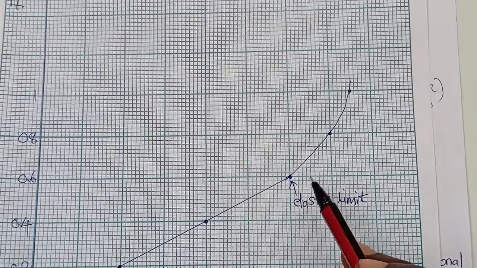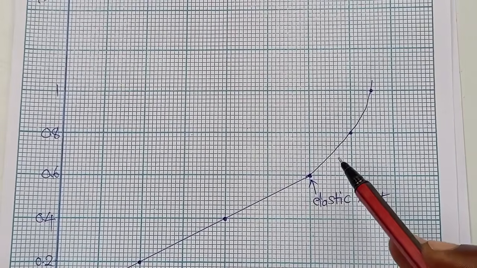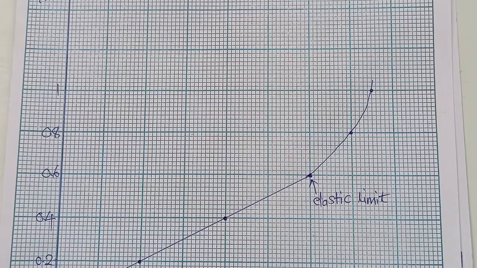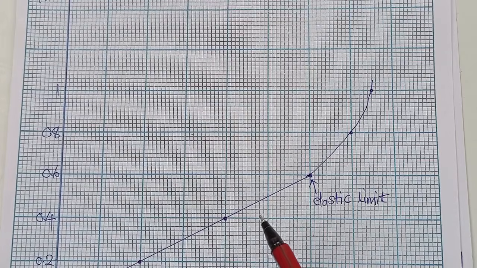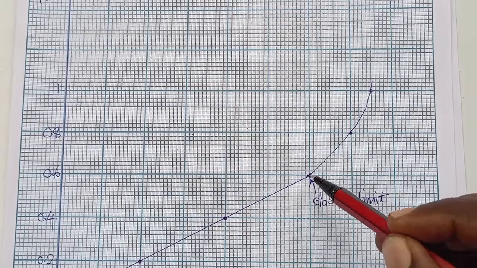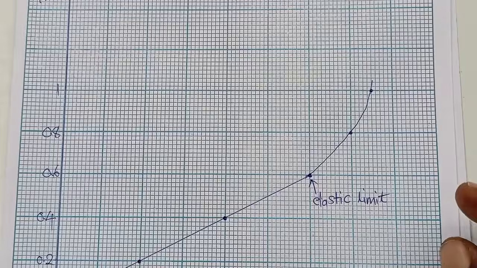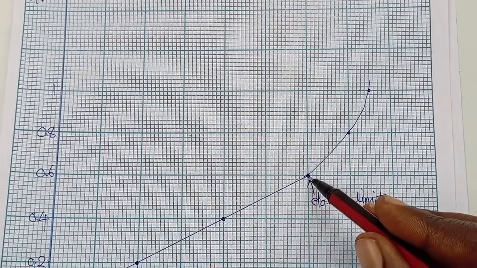Because here it was just coming straight. So at this point, it is changing. It is not directly proportional. Here it was just coming straight like this, showing that it is directly proportional. But since it has changed, from this point where it started changing, that is where the elastic limit started from. This is the elastic limit.